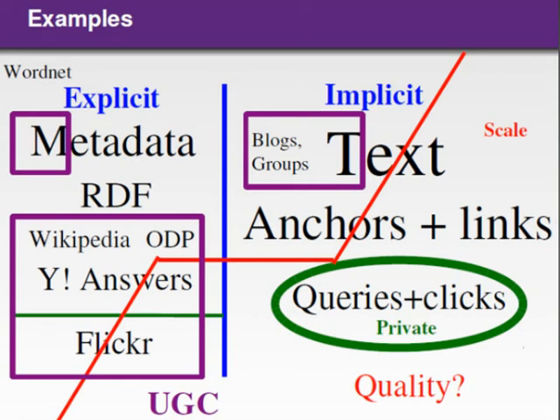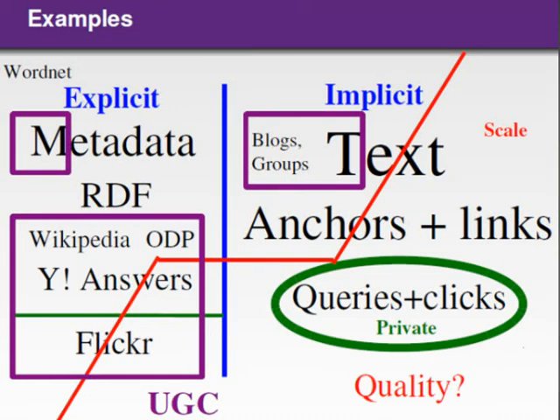So today, I will look at this Web 2.0, including queries and clicks, this implicit Web 2.0. So basically, I'm looking at user-generated content and queries and clicks. And there are many other interesting problems here. The main one is quality. How good is this data?